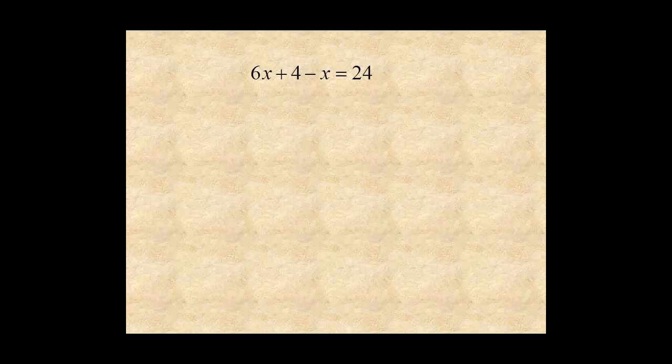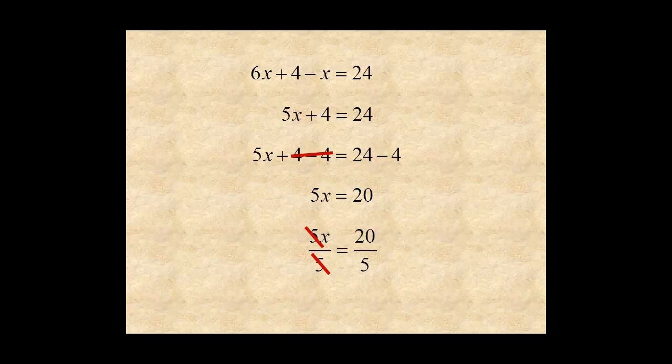Now, returning to the equation, it has two like variable terms. The first step is to combine like terms, 6x minus x into 5x. Then subtract 4 from both sides of the equation, which gives 5x equals 20. Then divide both sides by 5 for the solution x equals 4.